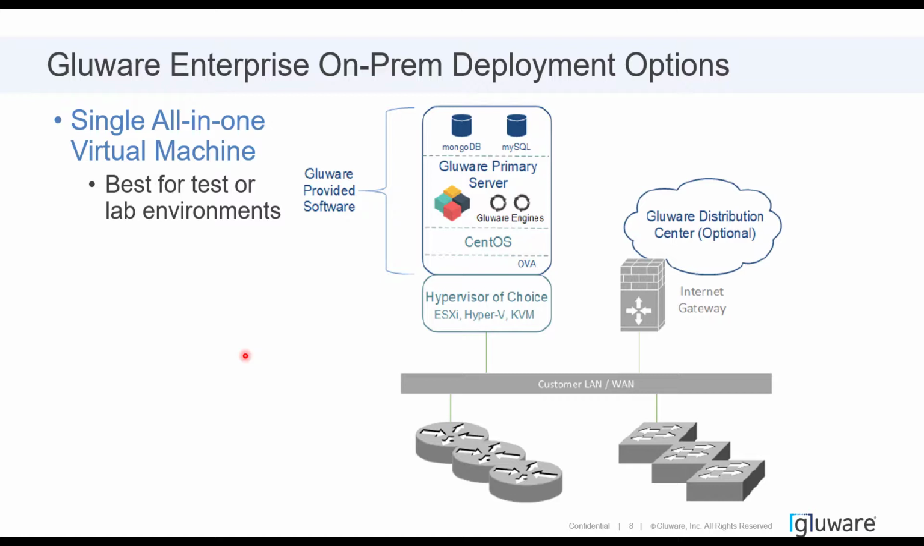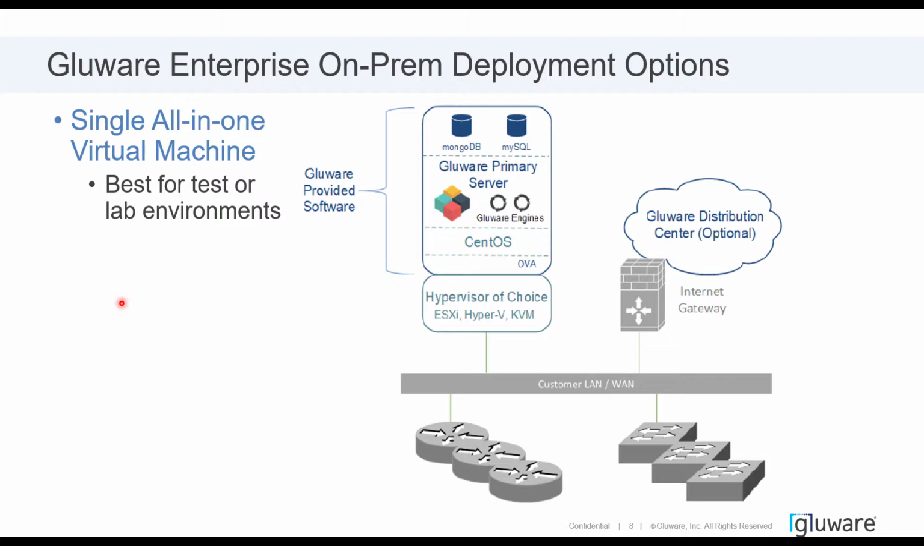All-in-one is where Gluware is running as a single virtual machine image. And so the Gluware orchestration engine itself, the servers, the full database, really the full architecture of Gluware is delivered and can run as a single virtual machine. This type of deployment really is primarily for test and lab environments, because depending on how you're managing your virtual machines, you're not particularly getting the highest degree of redundancy, resiliency, or scale.